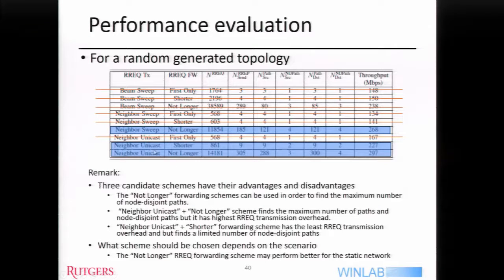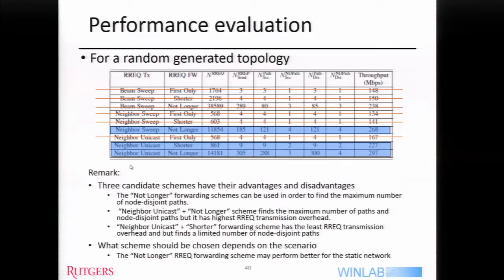So therefore, there are only 3 solutions left. All 3 solutions seem pretty close, but which one we choose should depend on the scenario. For example, if the network is quite static, we should use the longer forward scheme, because although it introduces a lot of route discovery overhead, it can find a lot of notification paths. And if the network is static, we just do it once, so its overhead is not a big problem.